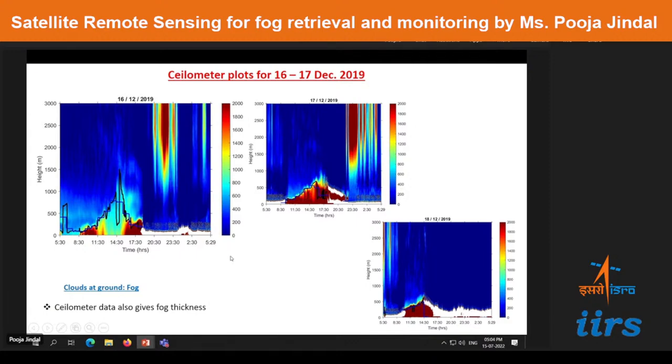However, in case of fog, which is a cloud, the intensity of the backscatter will be very high. It will go beyond this range and will appear white in the plots. Now let's see the plots.